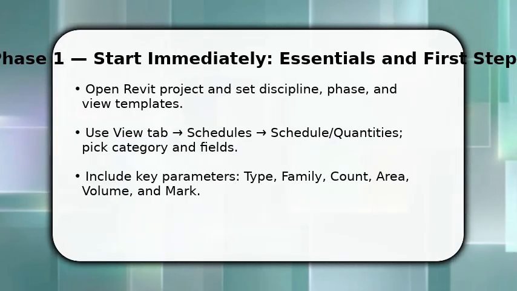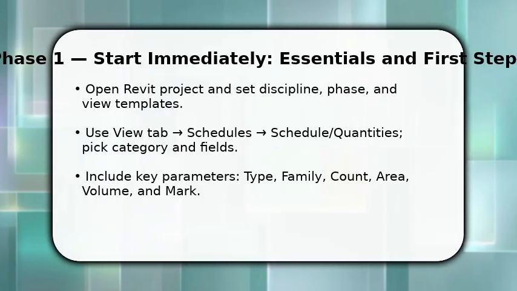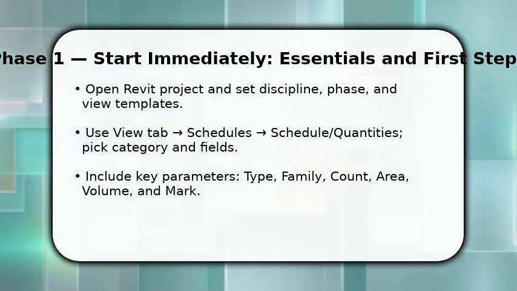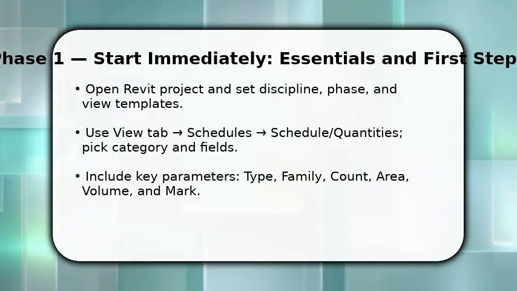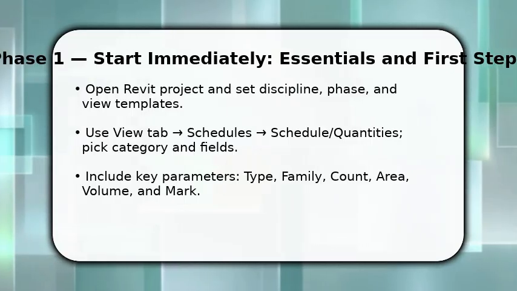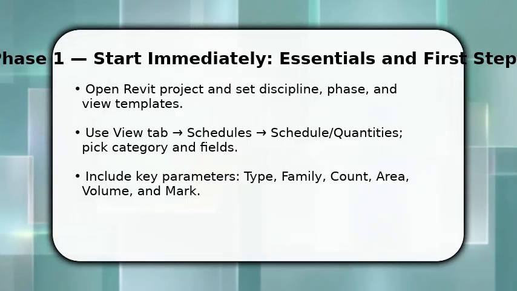Enjoy the video. You start by narrowing scope quickly. Open the project, set discipline and phase, then create a schedule/quantities from the View tab. Choose the category that actually contains the elements you need, walls, doors, or furniture, and immediately add core fields like type, family, count, area, and mark so you capture identification and quantities.